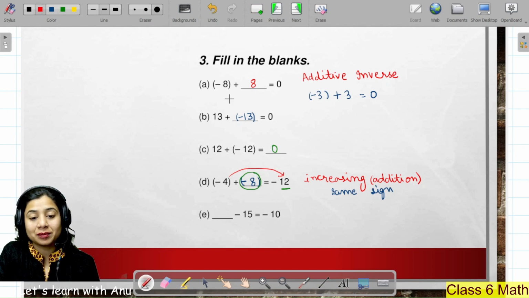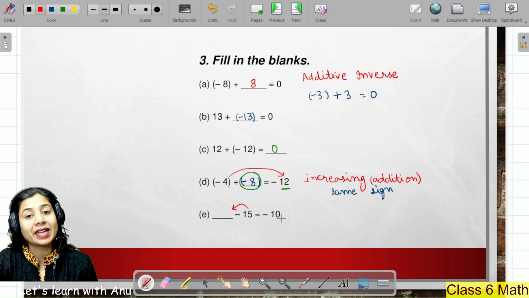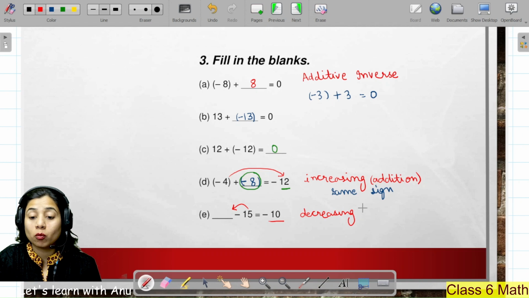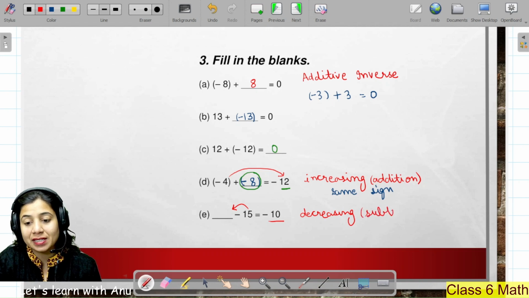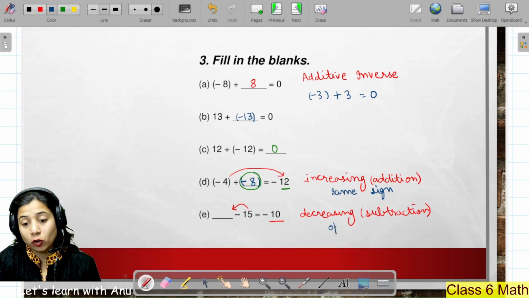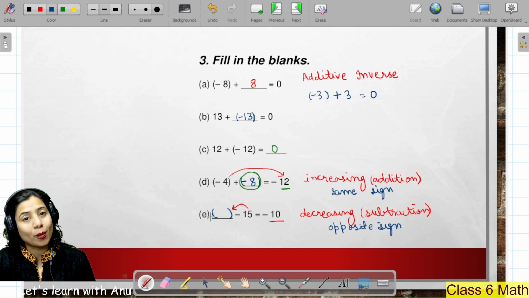Moving to the next part. We are subtracting 15 from a number and we're getting minus 10. So the value is decreasing here. From 15 it's decreasing. So it means what is happening? Subtraction is happening. And when do we subtract? When we have opposite sign, right? When opposite sign is there, then we do subtraction. So it means if 15 is negative, this number is going to be positive.